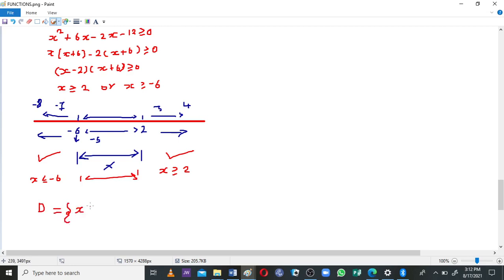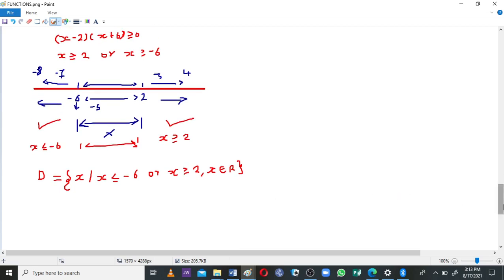So the domain is equal to x such that x is less than or equal to -6, so it should start from -6, or x should be greater than or equal to 2, but x will still belong to the set of real numbers. So at this point, this domain that we have will define our function. All right. Now we can go ahead and solve for the range.